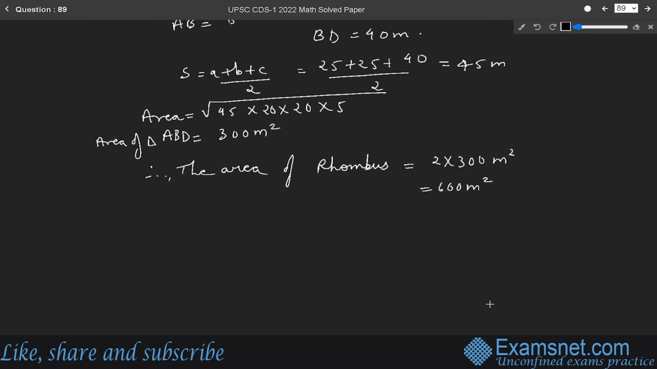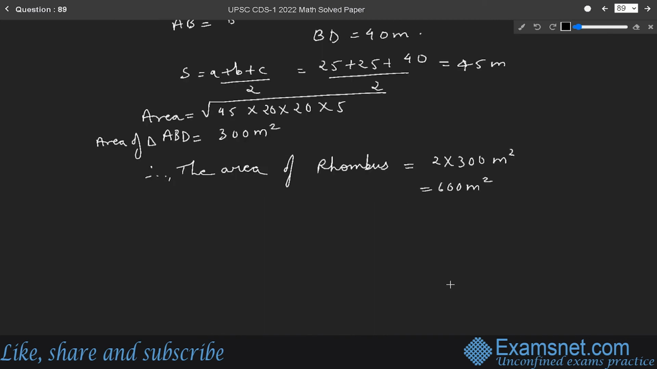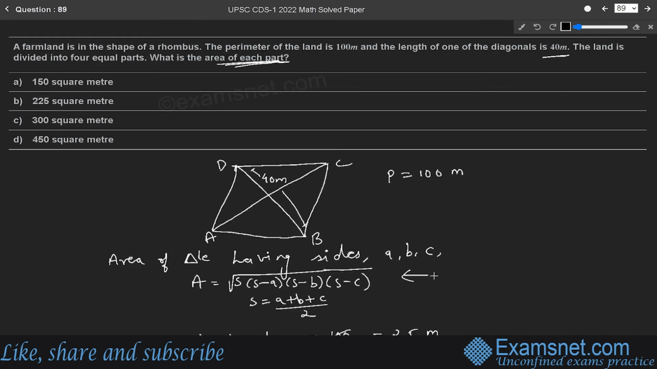And since in the question it specifically says that you have to find the area of each part also, now we have the whole area of rhombus, and rhombus is divided into 4 equal triangles. So the area of each part will be 600 by 4, because there are 4 equal parts, which will be 150 meter square. So this is the final answer for this question, which is 150 meter square. Therefore the correct option here is option number A. I hope this question is clear to you.